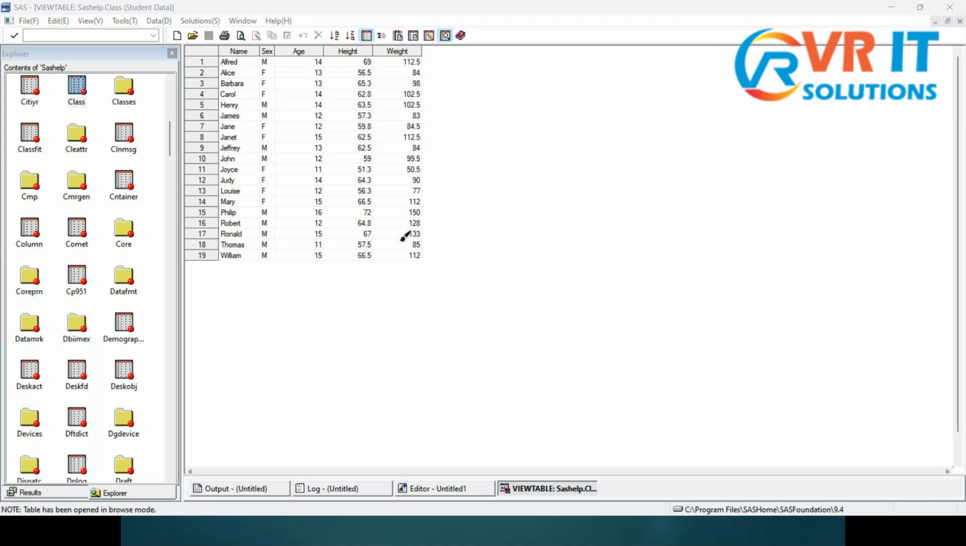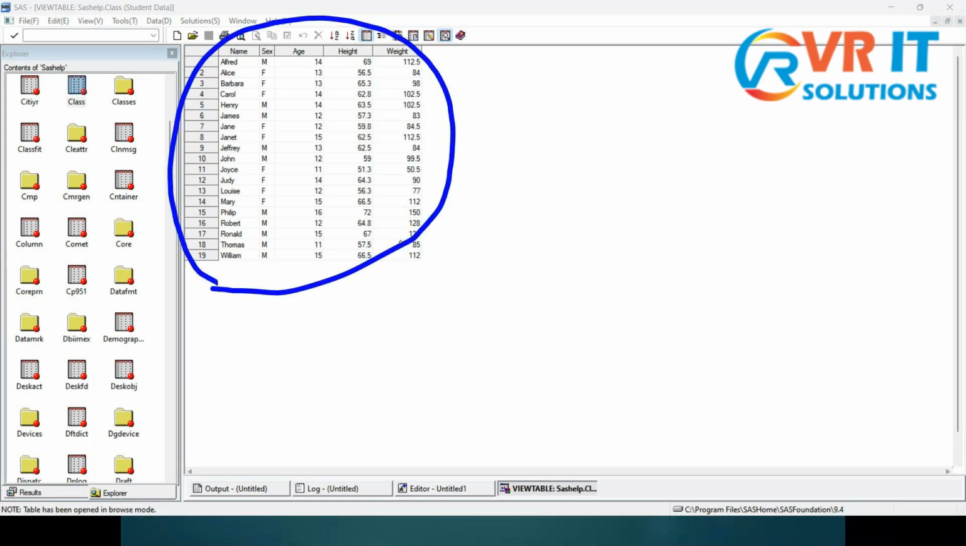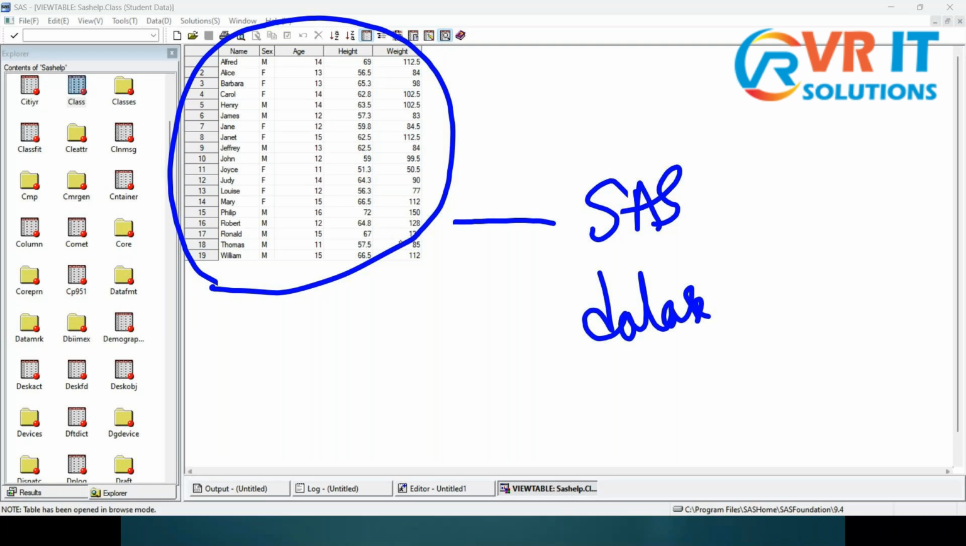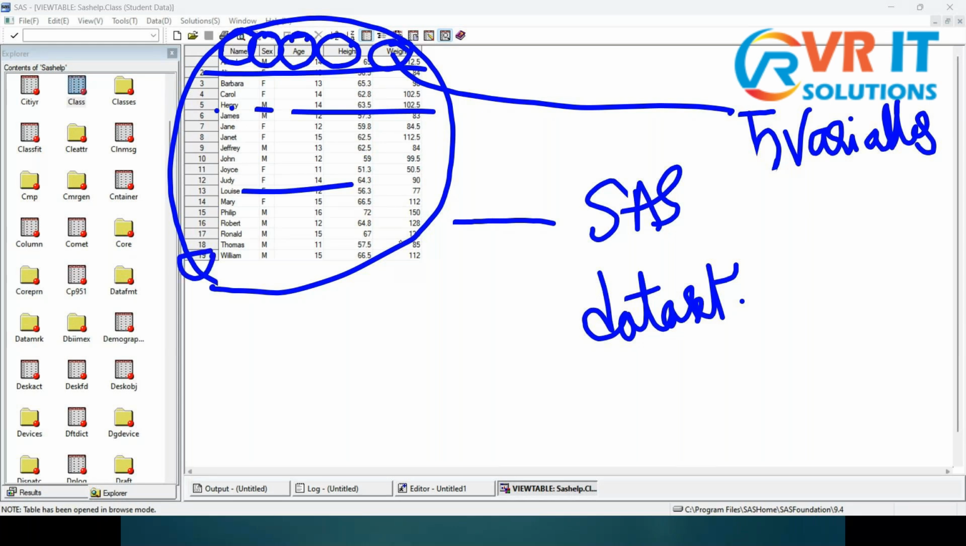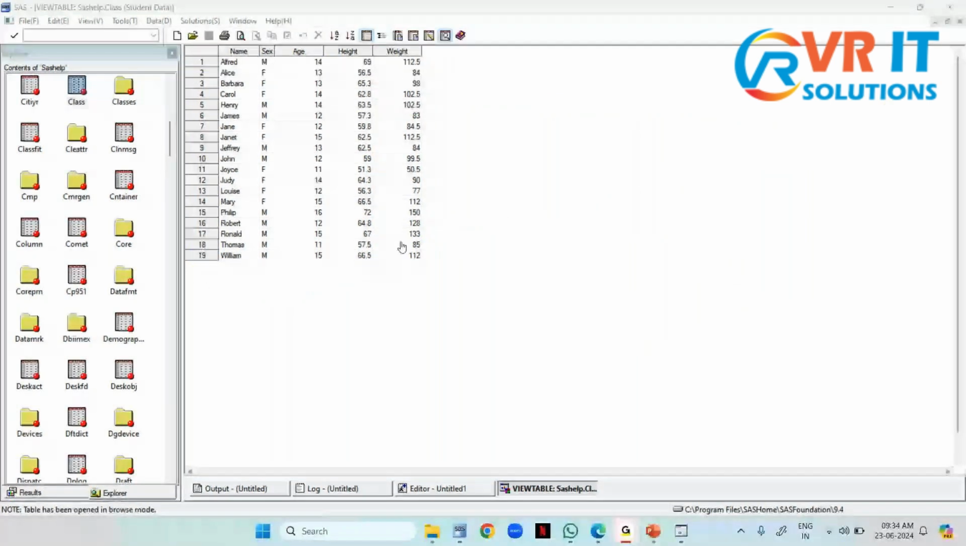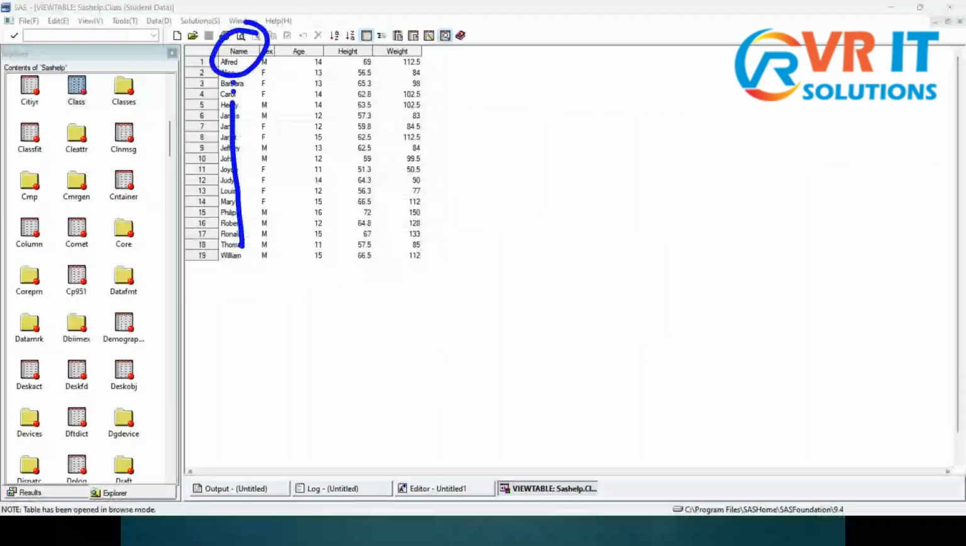This is called a SAS data set. It is a very small data set. It has variables: name, sex, age, height, and weight. So it has 5 variables, and there are 19 observations. Each SAS data set has variables and observations. This is the structure of a SAS data set.